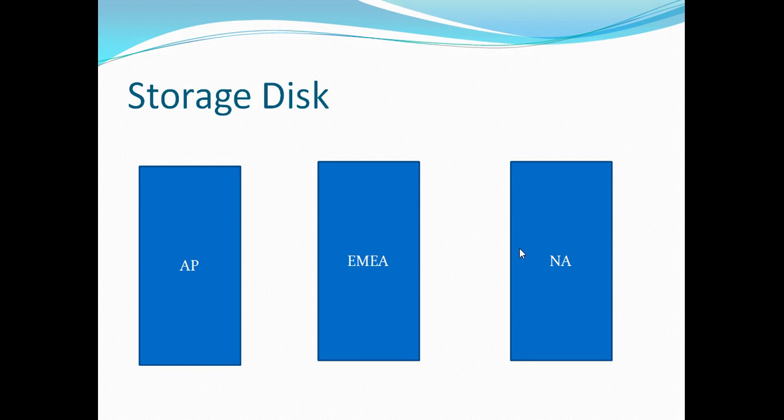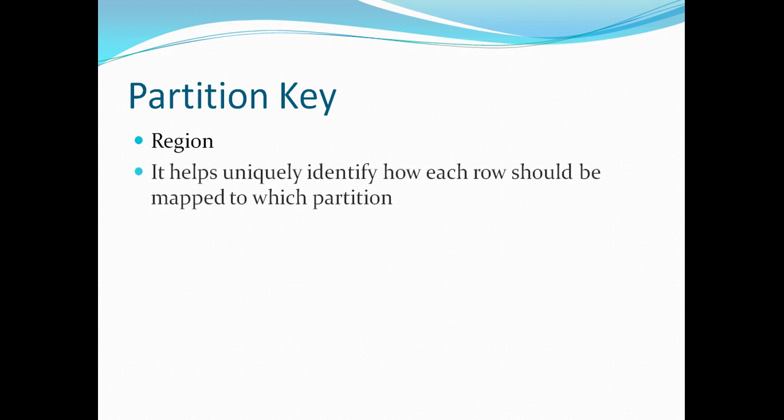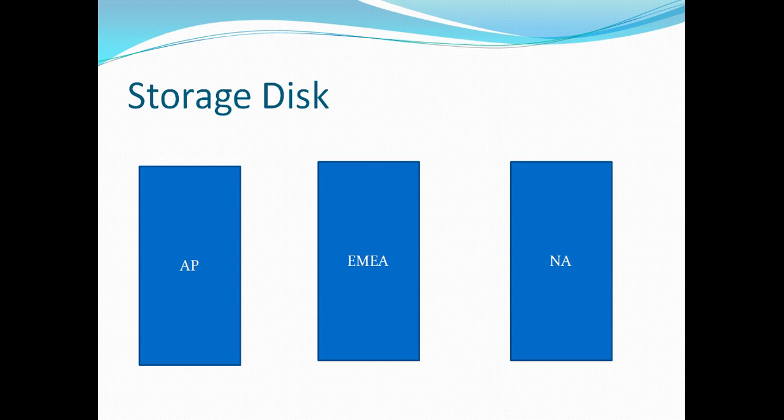If I have to explain in layman's terms what exactly the partition key is, in our current example our partition key is region, and it helps us uniquely identify how each row should be mapped to which partition. What does that mean? Say I'm trying to insert 10 rows that belong to the EMEA region. I've received a file.